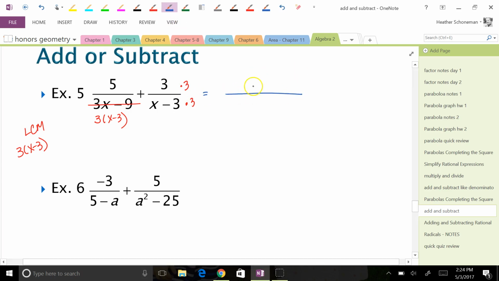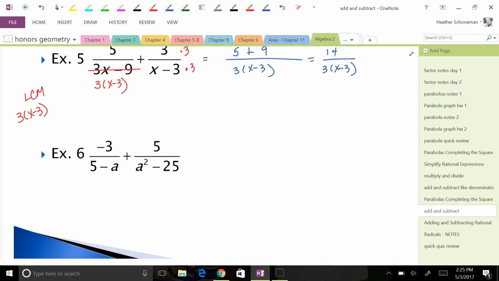Alright. So our denominator is our least common multiple. And then our numerator, or over here we have 5. So it's going to be 5 plus 3 plus 3 is 9. So that gives us 14 over 3 times x minus 3. Now if these two things were divisible, you could reduce them, but they're not, so we can't.